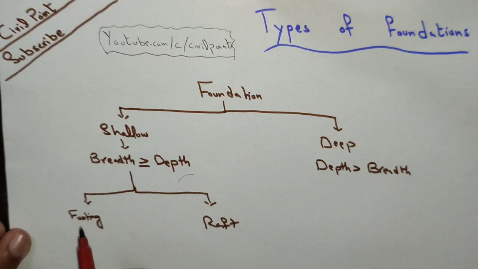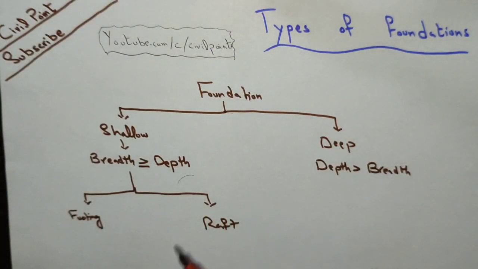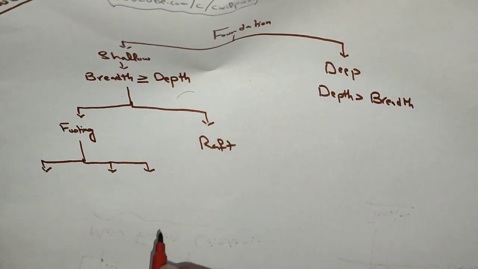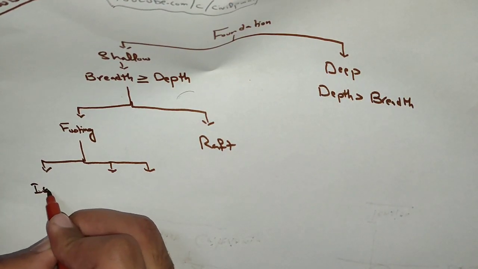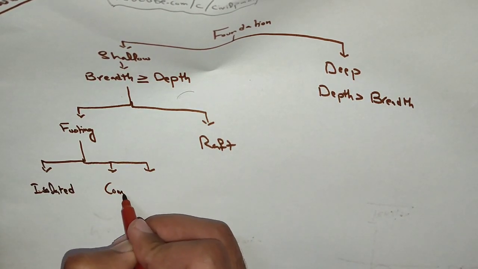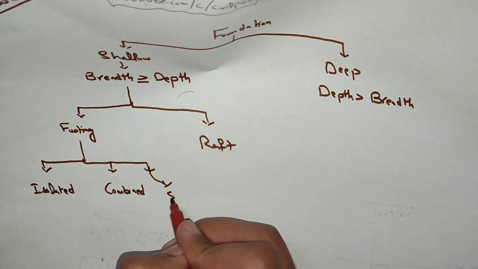In footing we have this one, which is also a footing, as I write down there. This one is also a footing. So in footing we also have three main types. We will only state their names and a little bit of the concept. The first one is isolated footing, the second one is combined footing, and the third one is strip footing.